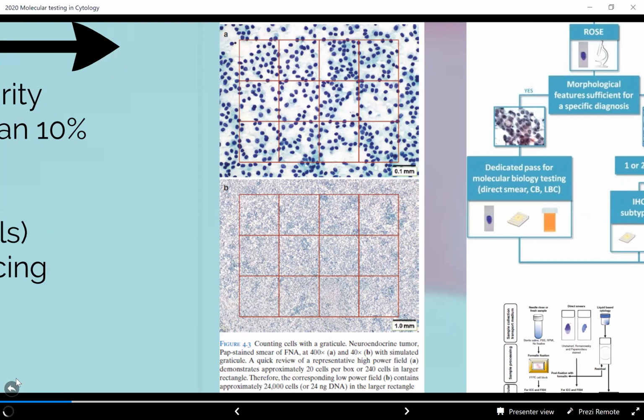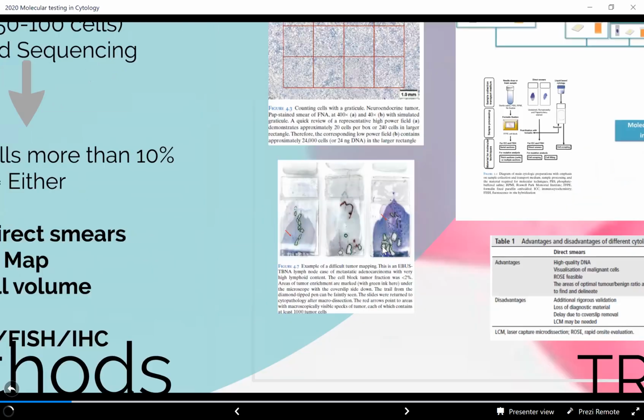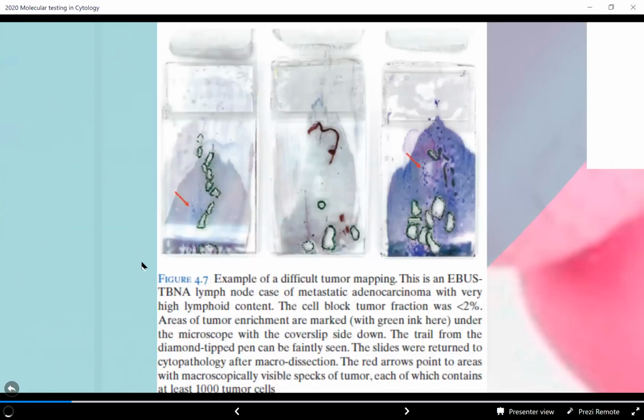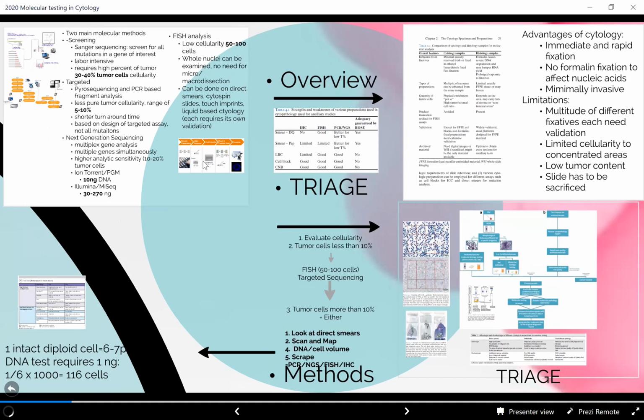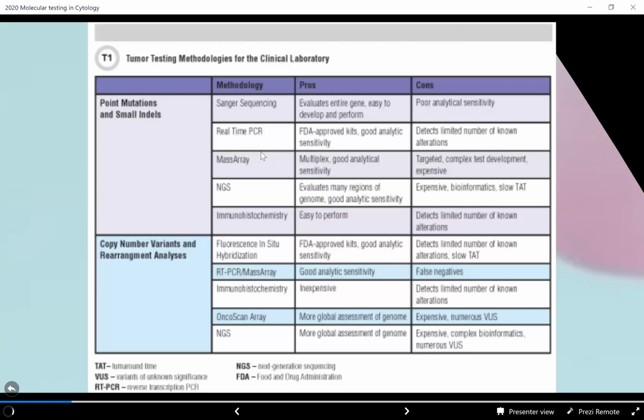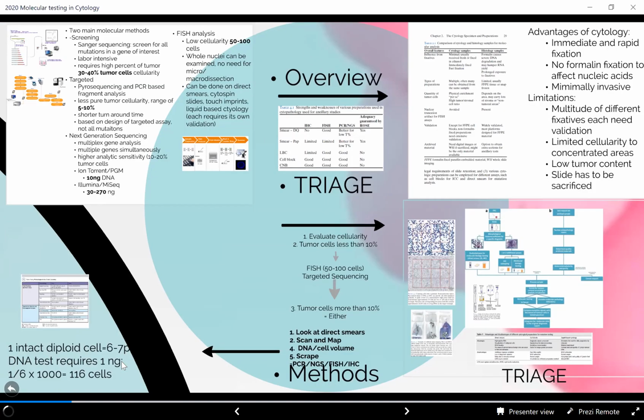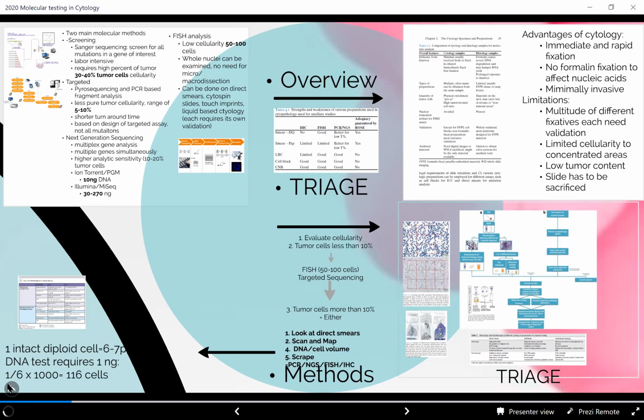And depending on the testing, as we said, you might have certain areas that you will map, so that those are the areas that will be used for the molecular testing. 1 cell equals 6 to 7 picograms, 1 intact diploid. So anyways, you could look over here. So the different types of sequencing, different types of testing has pros and cons, and each one has the amount of cells that would be needed. So you can calculate, if a DNA test requires 1 nanogram, how many cells would you need to get that 1 nanogram? You see what I mean?